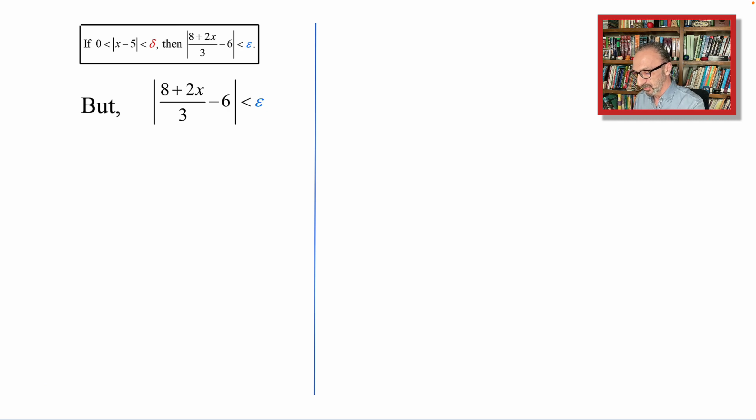So we need to prove this. But to prove this, I'm going to start with this side because epsilon is given. The absolute value of (8 plus 2x) over 3 minus 6 less than epsilon. Combining the fractions inside, I'll end up with (2x minus 10) over 3, just by rewriting 6 as 18 over 3 with a common denominator so I could combine them. That's pretty much it.